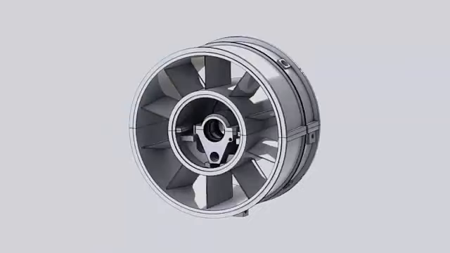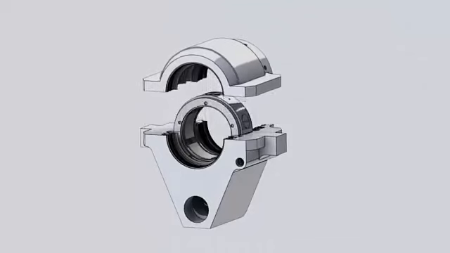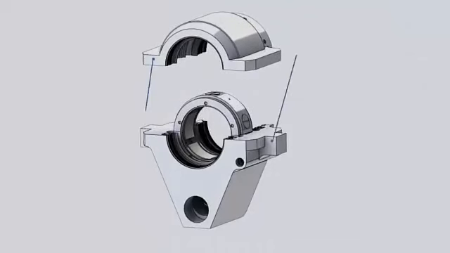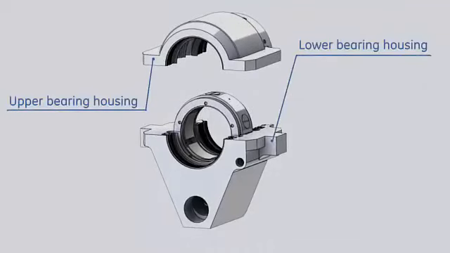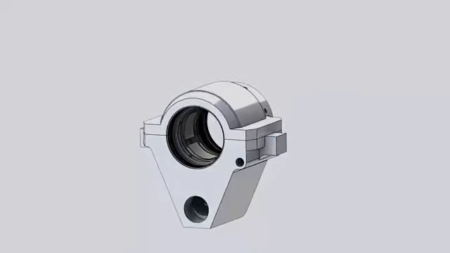The number 3 bearing is located at the aft end of the turbine, in the center of the exhaust frame. The bearing components are installed inside the bearing housing, which consists of the lower and the upper halves. Bearing 3 is a tilting pad journal bearing. This type of bearing is used in situations where slight misalignment is expected.